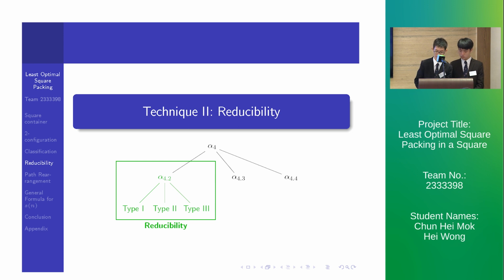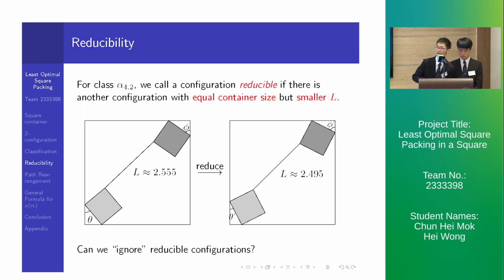Now that we've classified the configurations, the next thing to do is to find the maximum container size for each class. For class alpha 4.2, we'll use the technique of reducibility. In this class, we'll call a configuration reducible if there is another configuration with equal container size but a smaller L. Is it possible to, in some sense, ignore reducible configurations?